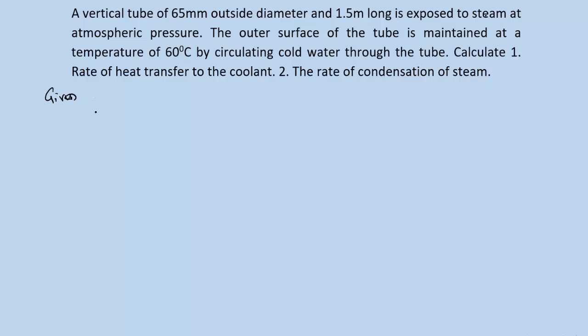Given outside diameter D equal to 0.065 meters, and it is 1.5 meter long. So L equal to 1.5 meter, and it is exposed to steam at atmospheric pressure. The outer surface of the tube is maintained at a temperature of 60 degrees Celsius.